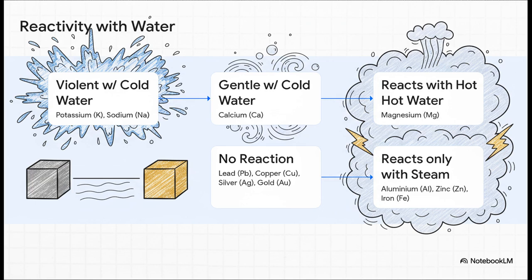And when we do these experiments, we see a very clear hierarchy, a kind of ranking. Right at the top, you have metals like potassium and sodium. They react violently, even with cold water. A little less reactive is calcium. It reacts gently with cold water. Then you have magnesium, which needs hot water to react. After that, metals like aluminum, zinc, and iron.